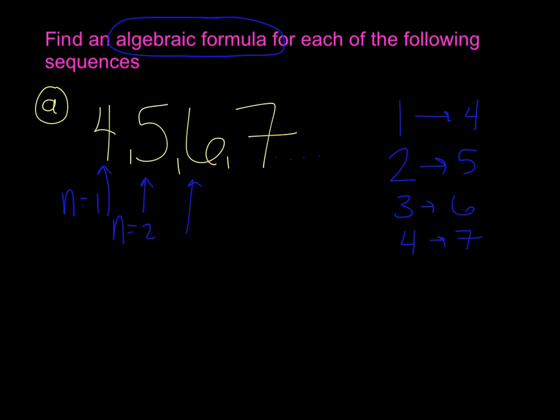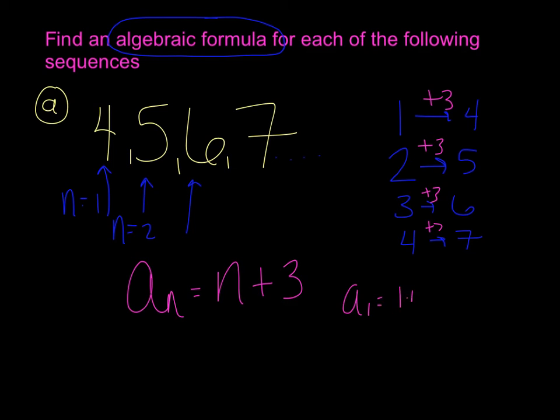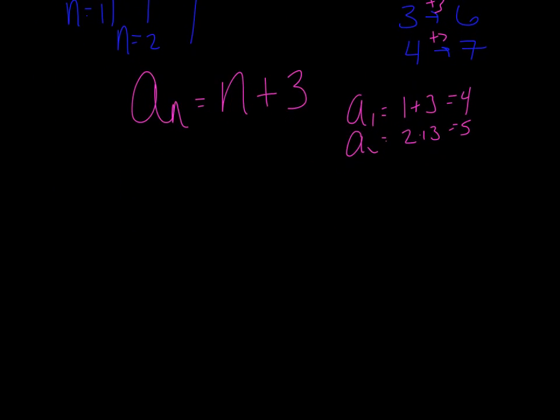So I got the pattern. Let's just write the rule. A sub n equals n plus 3. Right? We said we're going to add 3 each time, so I'm just going to say that's my n value plus 3. And you can test it. If I plug in a 1, I get 1 plus 3, which is 4. If I plug in a 2, I get 2 plus 3, which is 5, etc. And you can test your theory out. Let's go ahead and try another one.